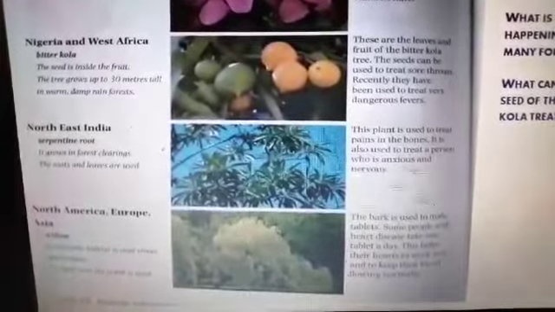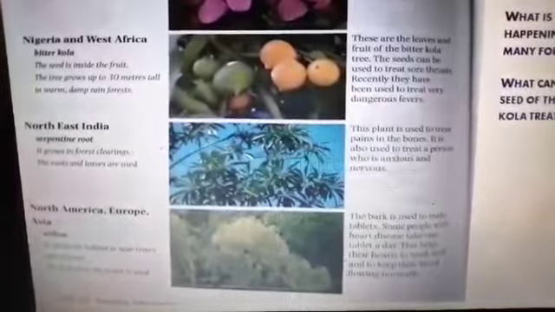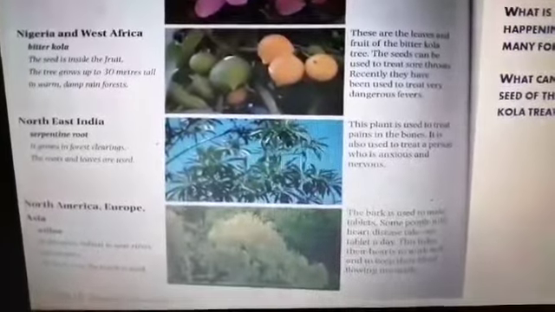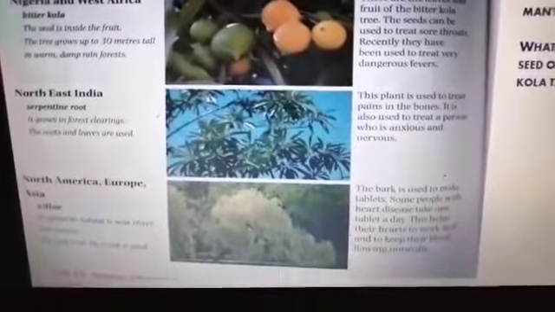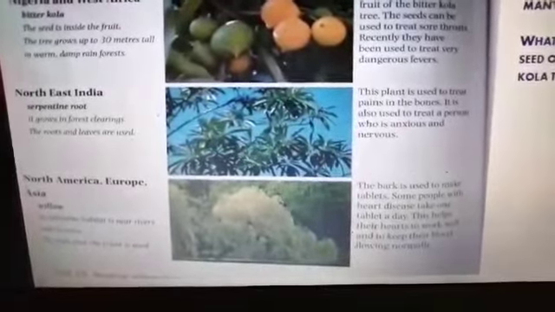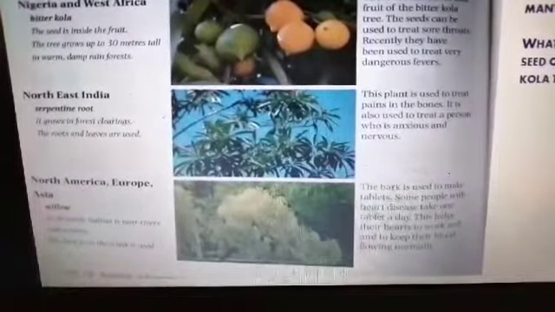Northeast India. Serpentine root. It grows in forest clearings. The roots and leaves are used. This plant is used to treat pains in the bones. It is also used to treat a person who is anxious and nervous.